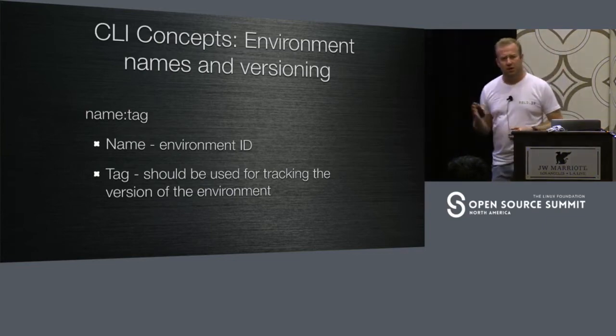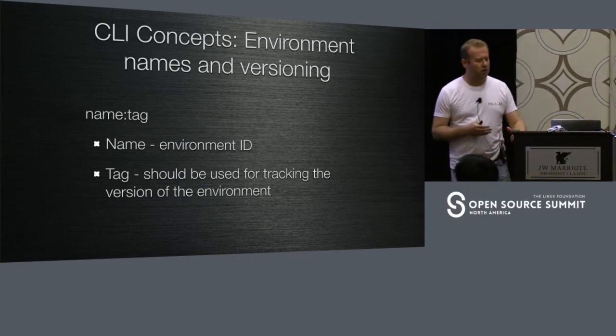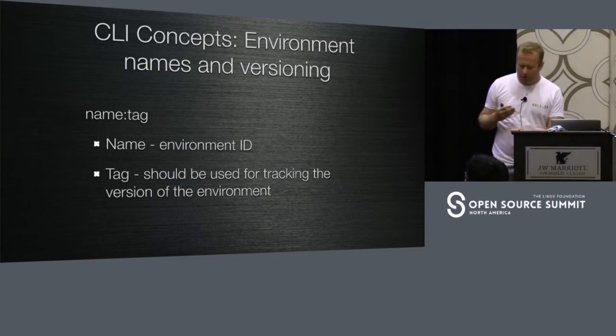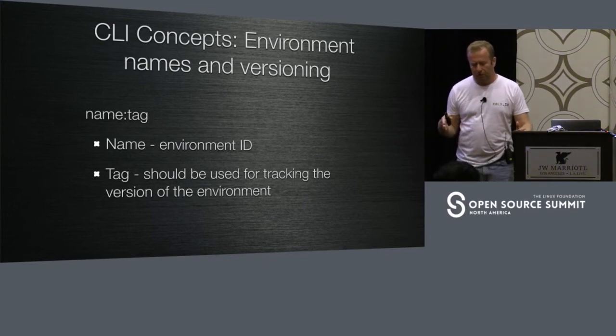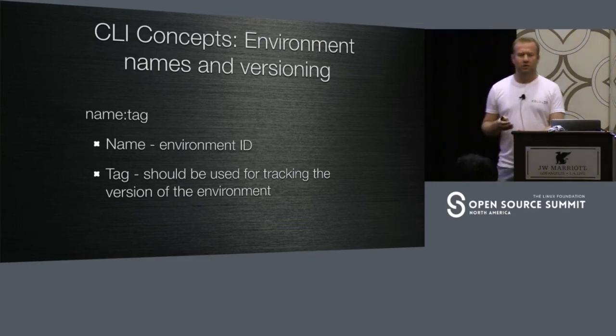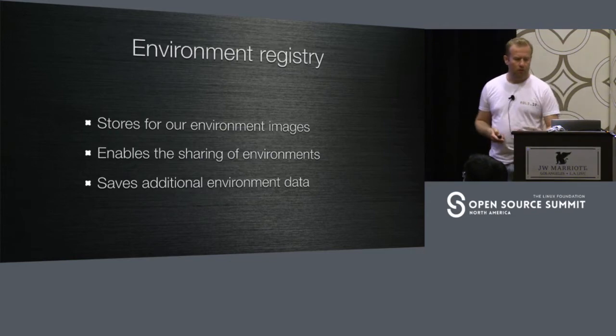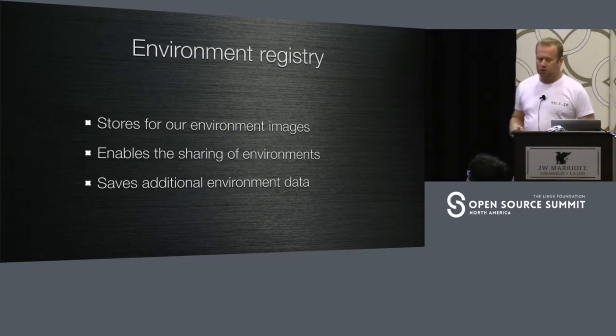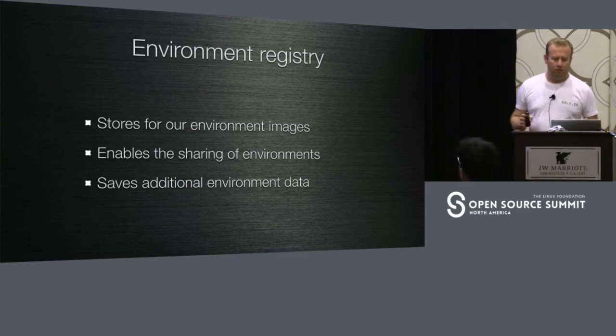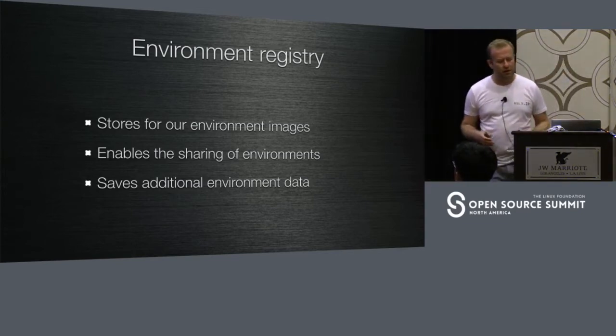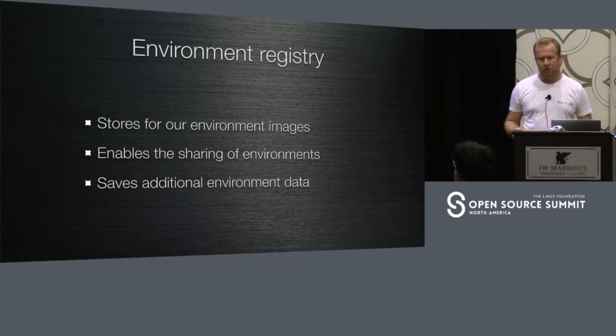Another thing is that we use a convention for naming. So there's a name and tag, and the tag should be used for showing a different version of your environment. This is specifically used if you want to update your environment or update packages in your environment. So during the life cycle of the build environment, and so the development environment, you might update it, and this way you can keep track of the history of the updates. An environment registry, as I showed in the architecture slide, stores environments and enables you to share the environments between the team members.